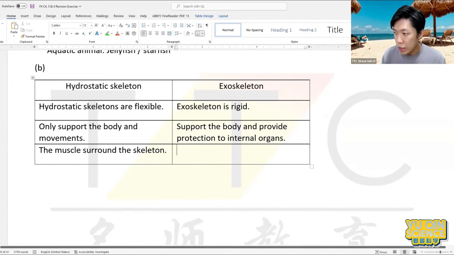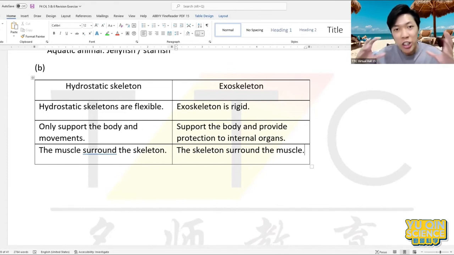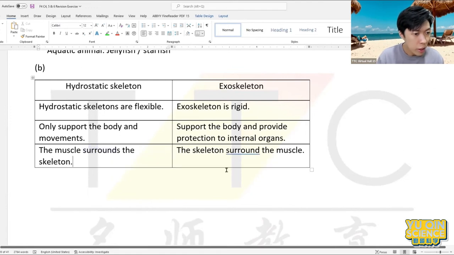Okay, so this is the other way around. The hard shell is outside. The skeleton surrounds the muscle. Think about bees, ants, spiders, centipedes. The hard shell is outside, protecting the muscle inside. Okay, so that is the three differences we have.